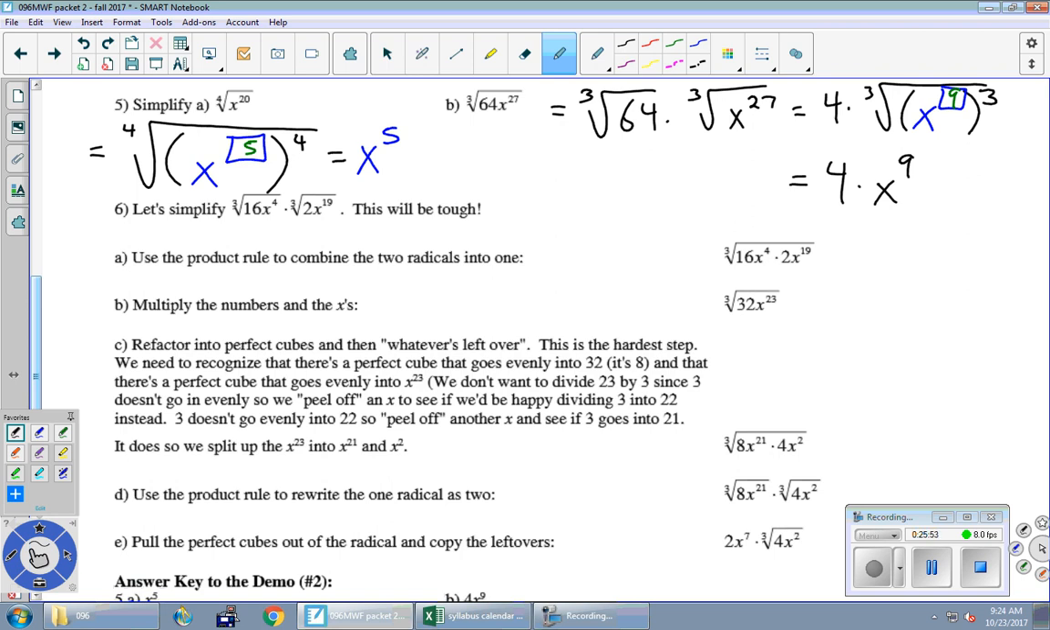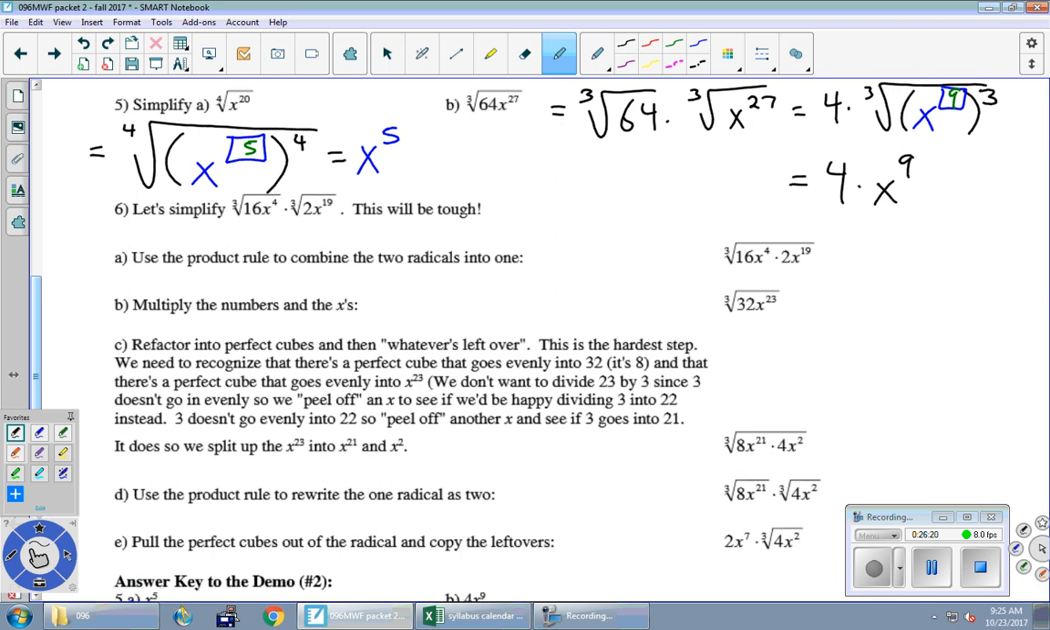Questions on that? Okay, so the last problem in the demo is this one right here. We're going to simplify the cube root of 16x to the 4 times the cube root of 2x to the 19. It says here this will be tough. That is an understatement. I think that of all the procedures that we will do throughout the entire semester, this is one of the hardest ones right here. There's a lot of stuff going on in this one.